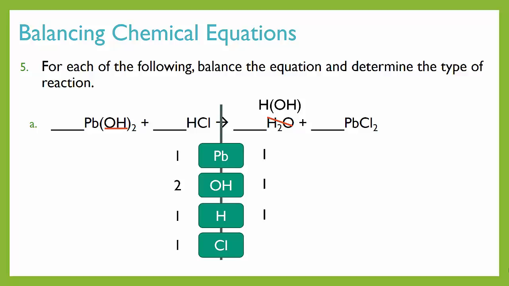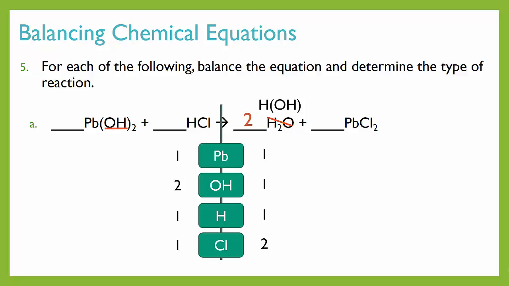Be careful that you don't count the hydroxide twice. You don't want to say that there's two hydrogens whenever we're counting one of those hydrogens as part of hydroxide. And then we have 2 chlorides. So we can see that this equation is unbalanced.